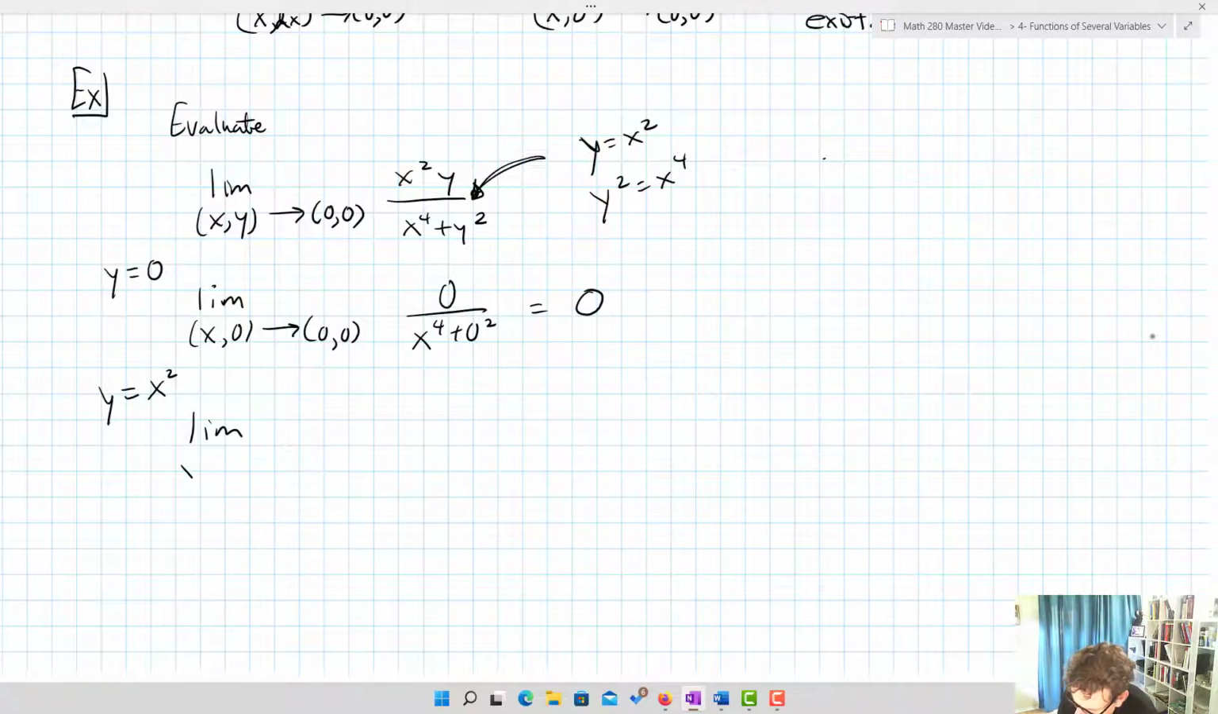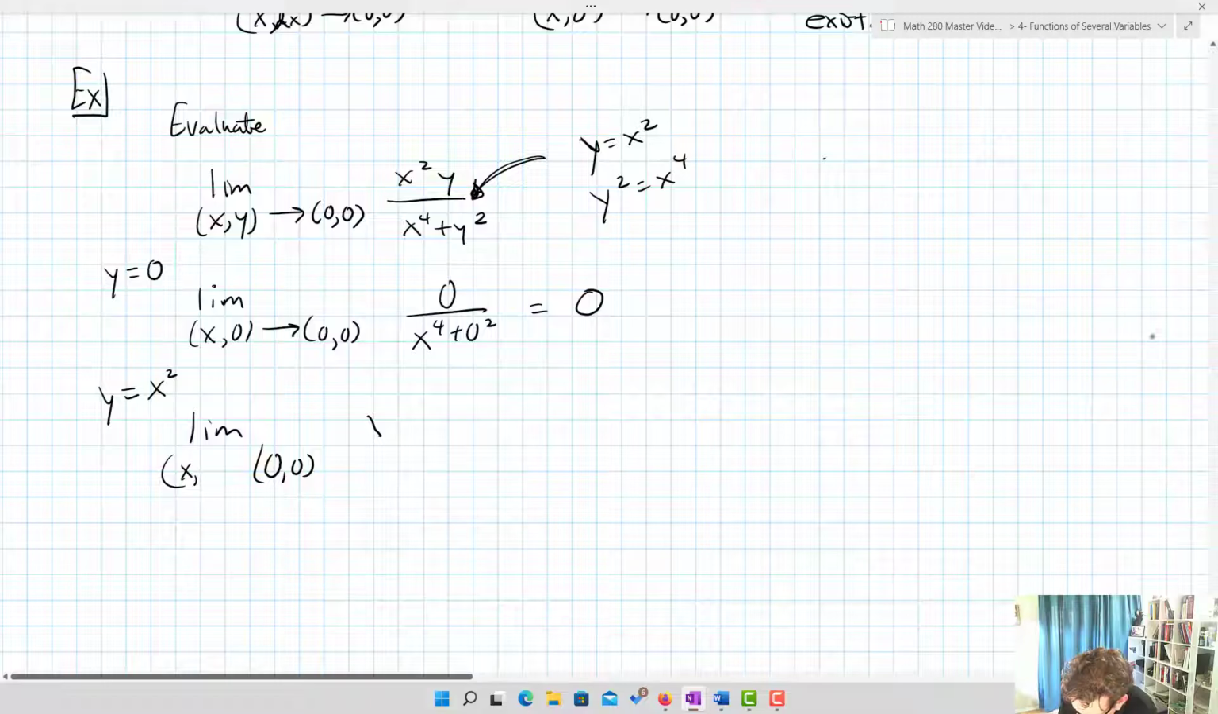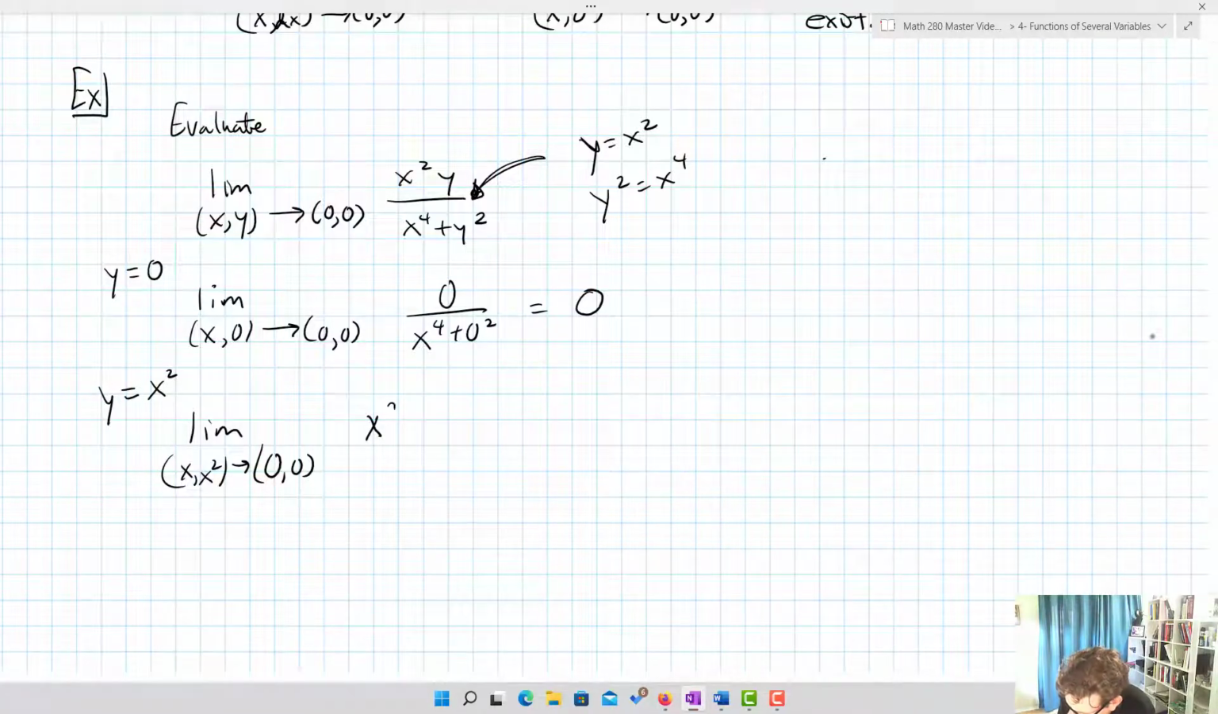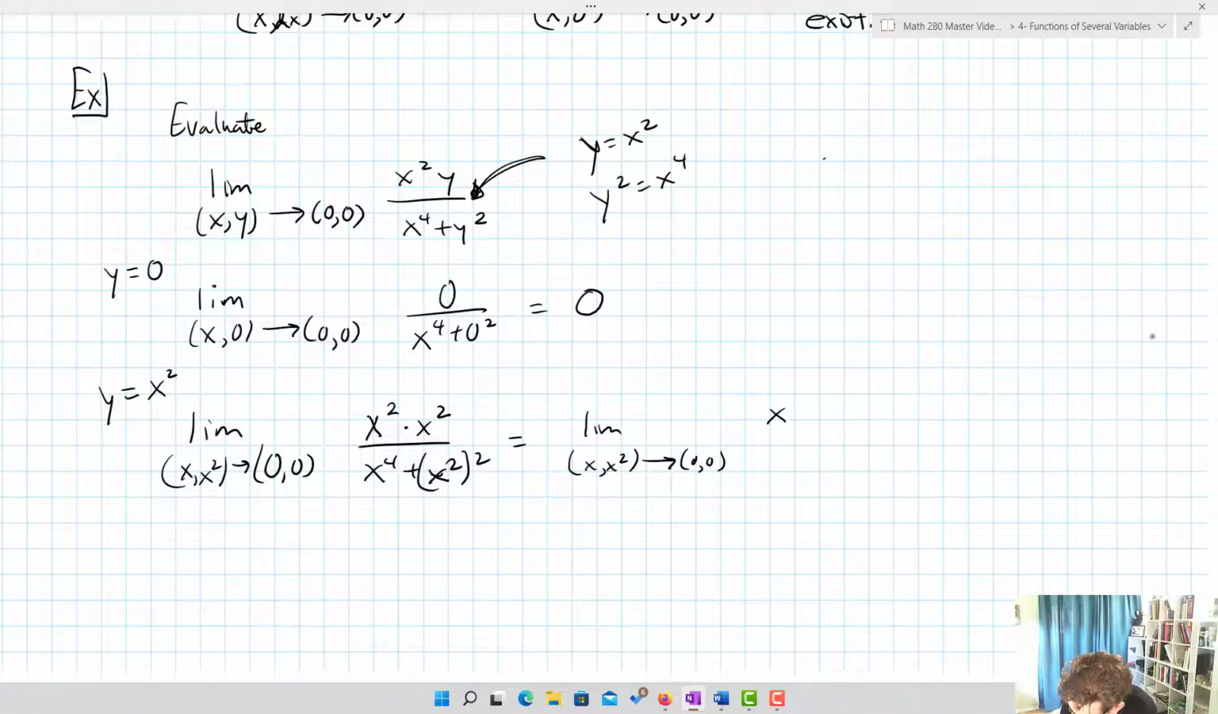So we got this one. We're going to take the limit as (x, y) approaches (0, 0). Okay? Or excuse me, (x squared, x) approaches (0, 0)? And so that's going to then be x squared times x squared over x to the fourth plus x squared squared. And so that's the limit as (x, x squared) approaches (0, 0) of x to the fourth over, and this is now 2x to the fourth, which just ends up equaling 1/2.